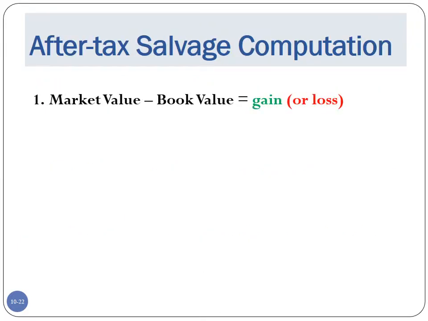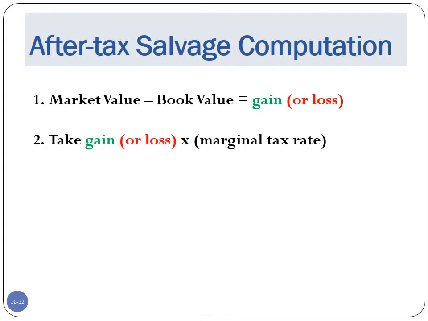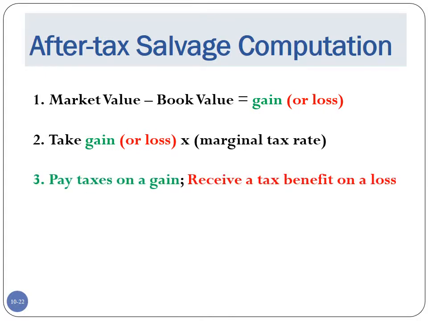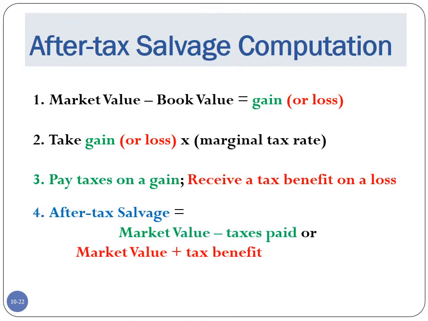So what we have is market value minus book value. If it's greater, there is a gain, or there's a loss. We take the gain or loss times marginal tax rate, and then we pay taxes on a gain, receive a tax benefit on a loss. So what we want is we want the market value to be less than the book value. The after-tax salvage, again, is equal to market value minus taxes paid, or market value plus tax benefit if it's negative for a loss.